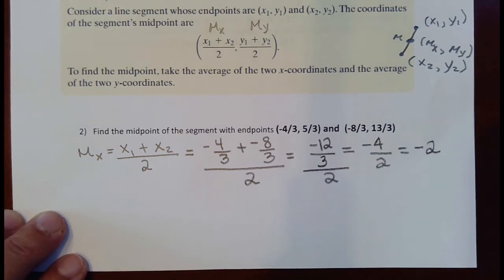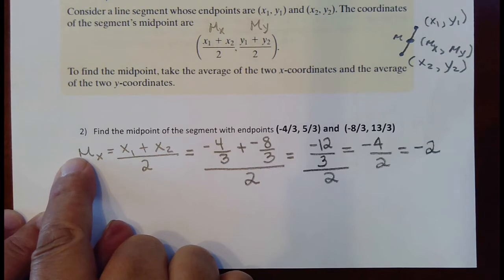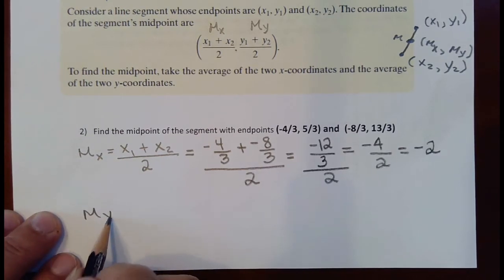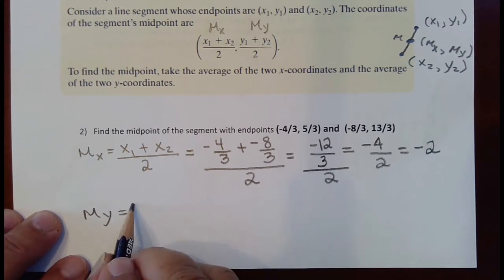Okay, we'll collect these answers together in a minute, in the form of a point. Let's find the y coordinate and cut it in half. Okay, those y coordinates that we're going to add at the top in the numerator are 5/3 and 13/3.